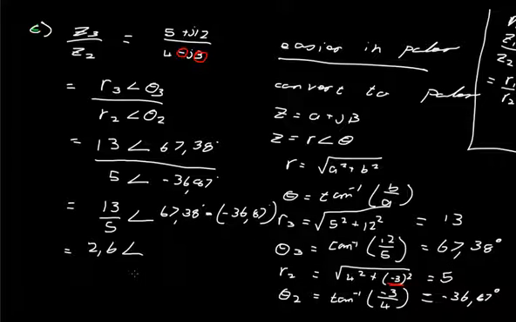67.38 plus 36.87 is angle 104.25 degrees. And there you go, that's your answer.